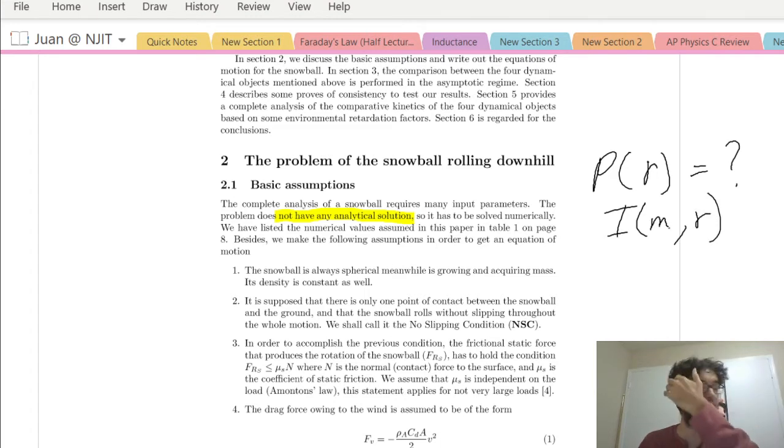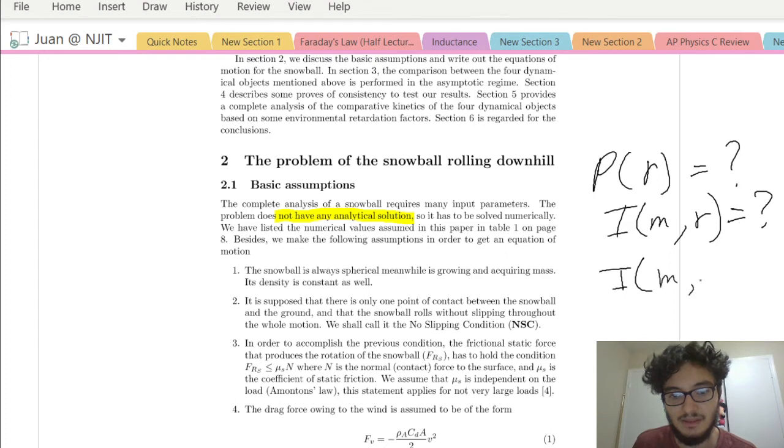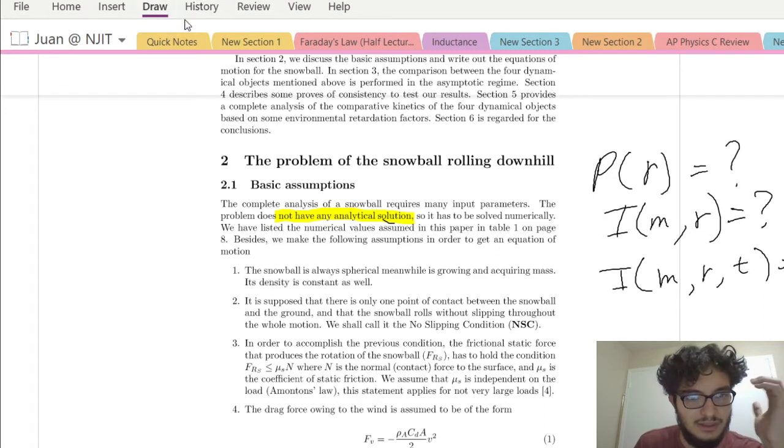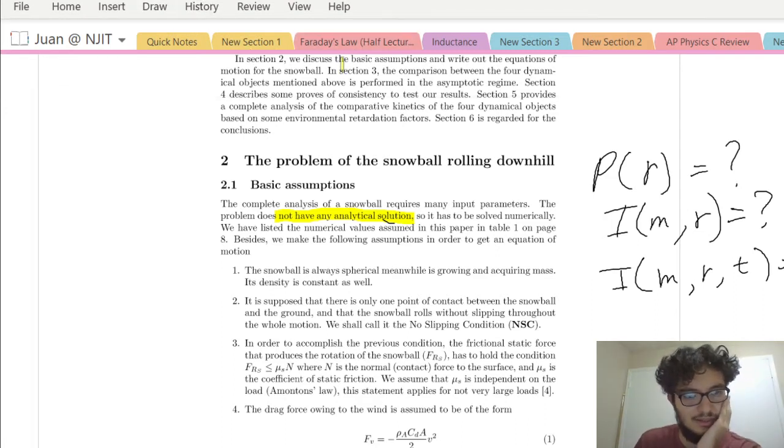Since it's going to be two variables changing constantly, what is going to be this function as well? And what if we include the time as well? I mean, usually you wouldn't have to deal with time unless you bring Newton's second law, but that would be to find the acceleration. But yeah, it's kind of disappointing, no analytical solution. They say no analytical solution, so it has to be solved numerically.